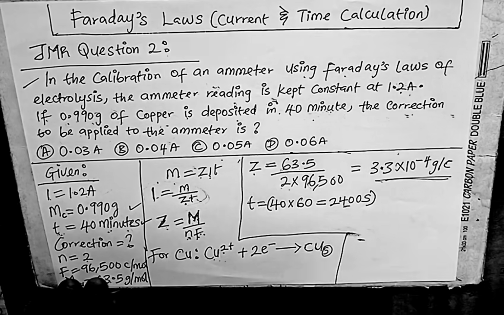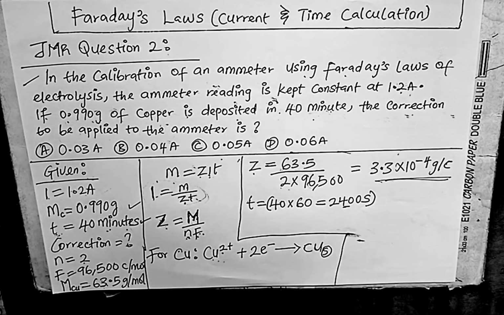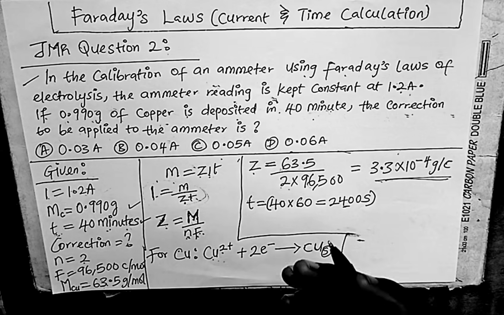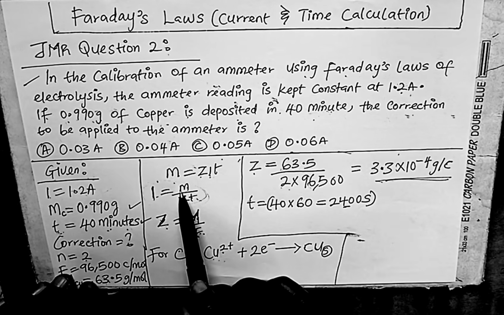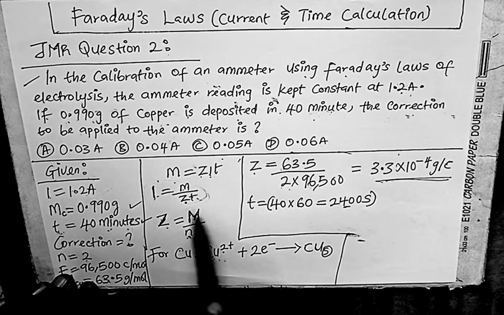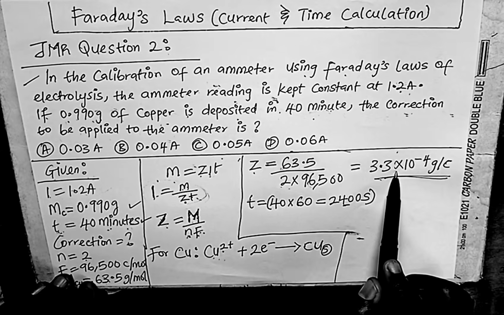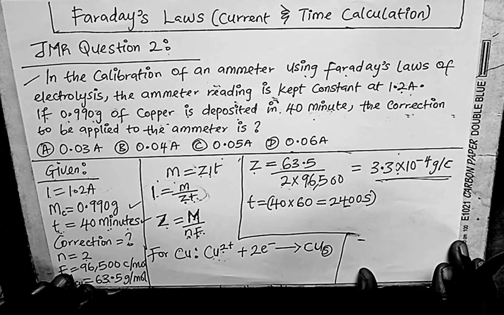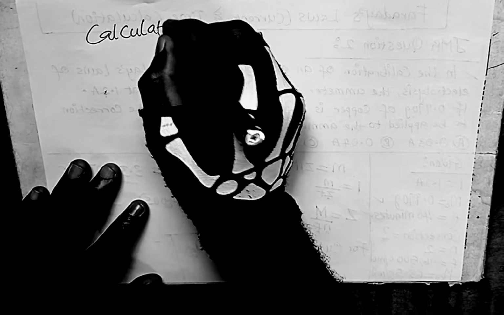We will calculate the current on the next page so that you can see it clearly. To calculate the current, we need the mass, the electrochemical equivalent, which we already have here, and we also need the time. So we'll go to the other side and solve for the current.